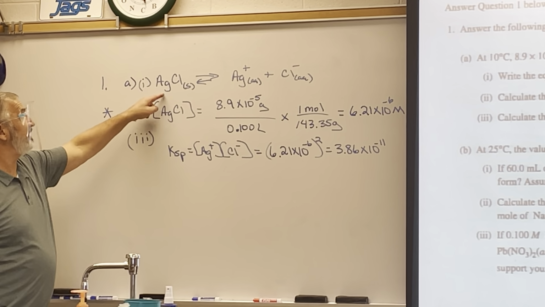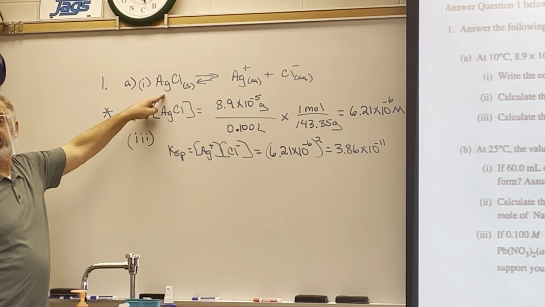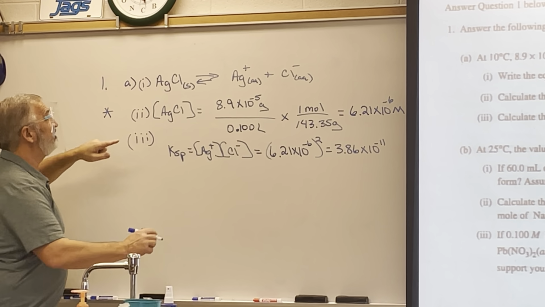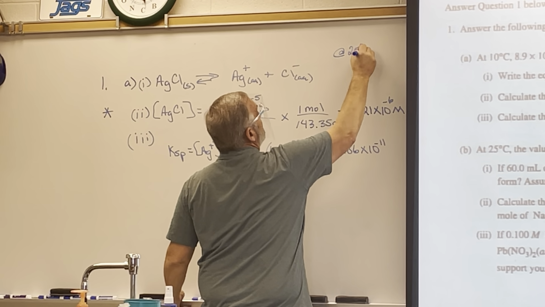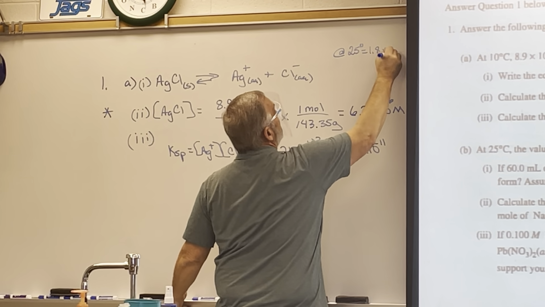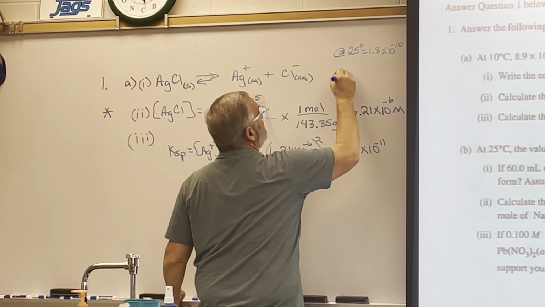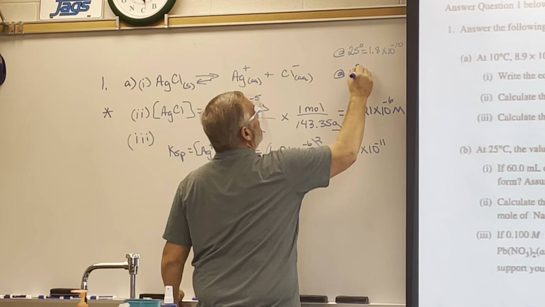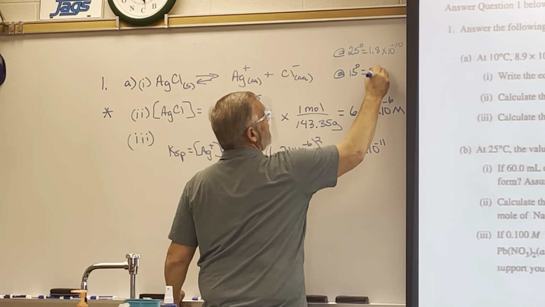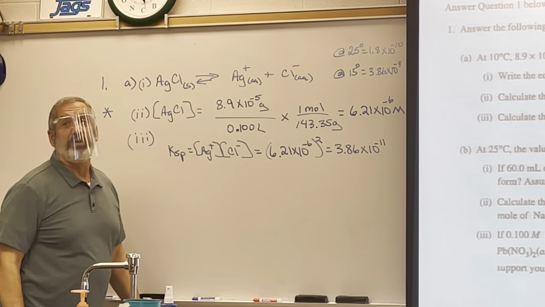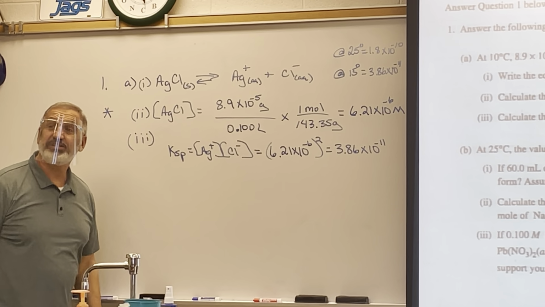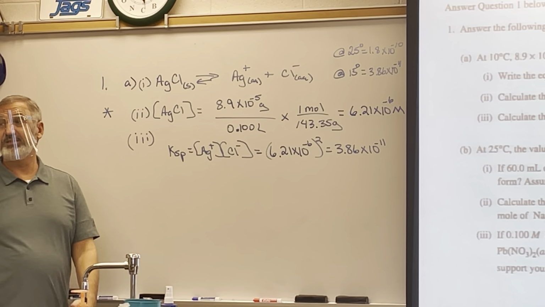Now, I will tell you that the KSP at 25 degrees is 1.8 times 10 to the minus 10. So, if at 25 it equals 1.8 times 10 to the minus 10, but at 15, it equals 3.86 times 10 to the minus 11. Is this an endothermic or an exothermic dissolving process?